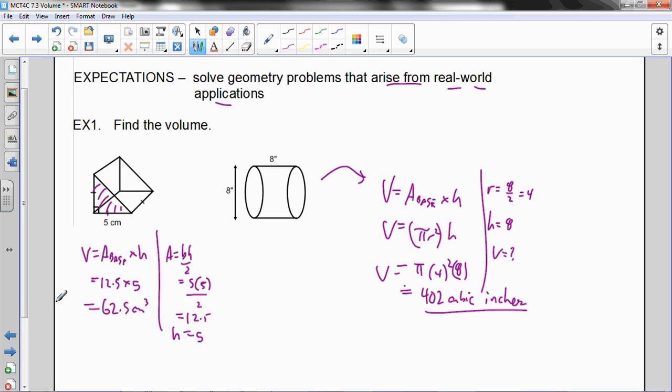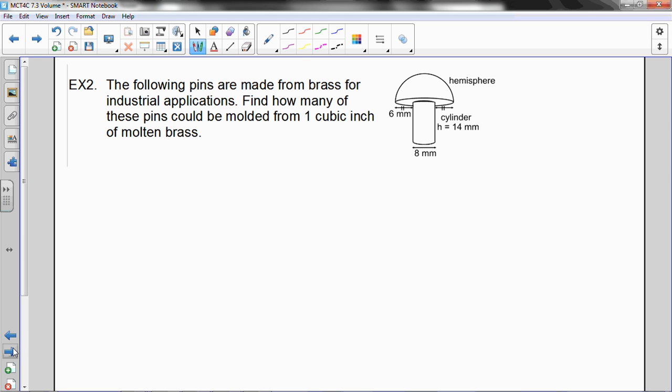All right, on to the next one. I think this one feels like it's going to be an applied problem. Yeah, here we go. The following pins, and this is some sort of pin, are made from brass, so solid brass for industrial applications. Find how many of these pins could be molded from 1 cubic inch of molten brass.